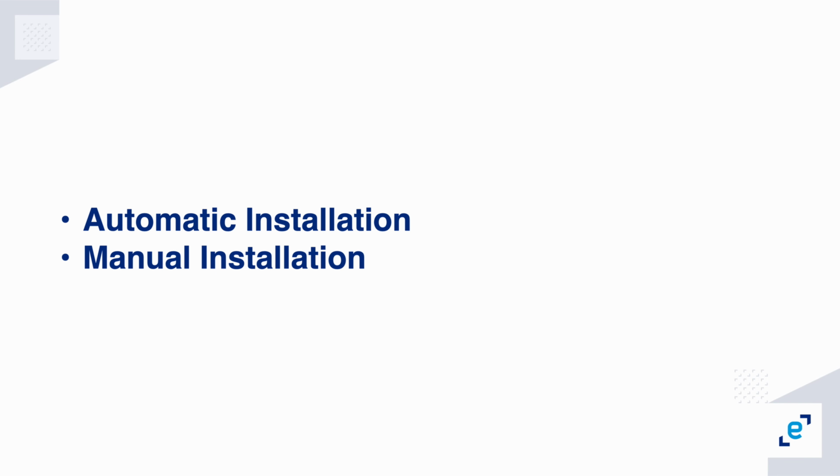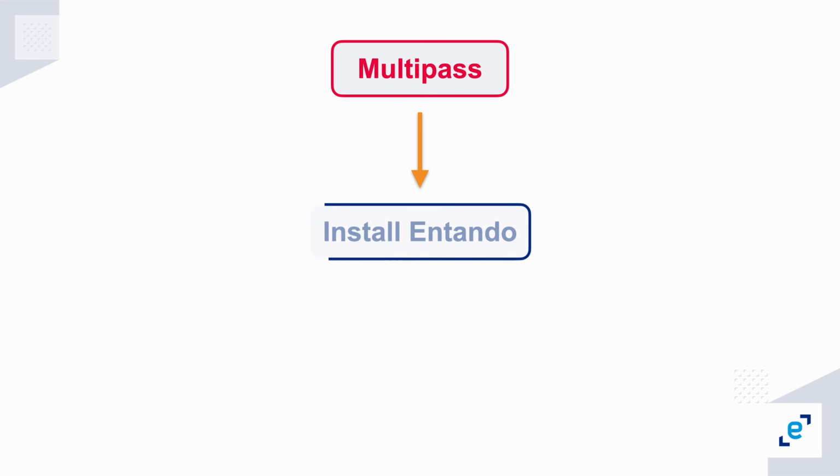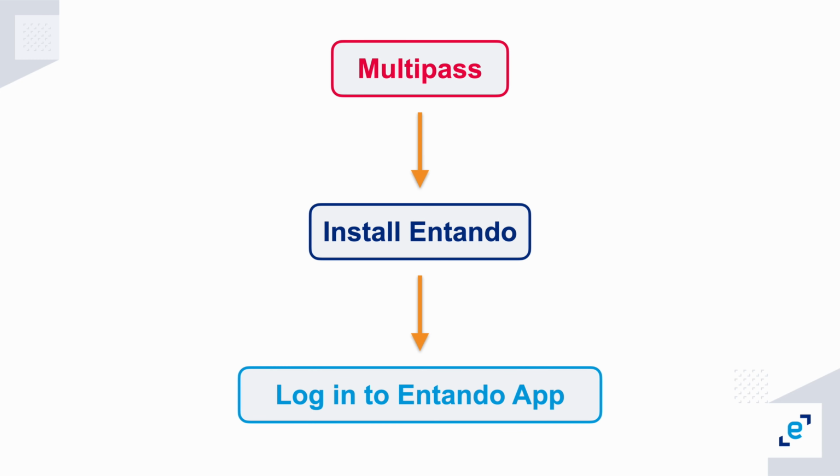There are 2 types of installation, automatic and manual installation. In this tutorial, we'll go through the automatic installation. Here's a little flow. We'll first check if we have multipass installed, as that's an important step of our installation process. And then, we'll run a simple command to install our Entando platform. Once that's done, we'll finally log in to our Entando app dashboard.